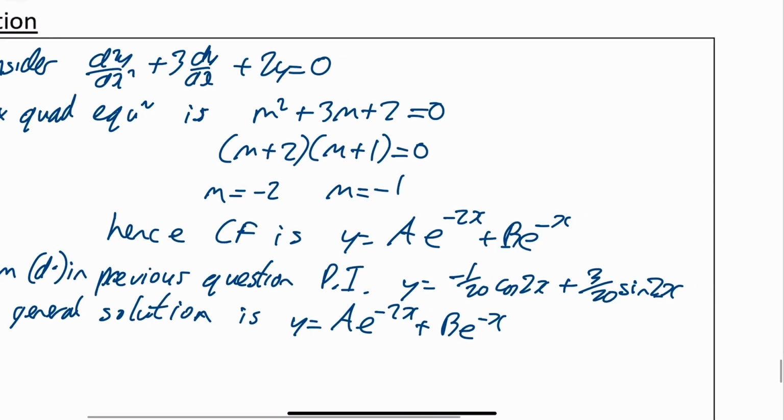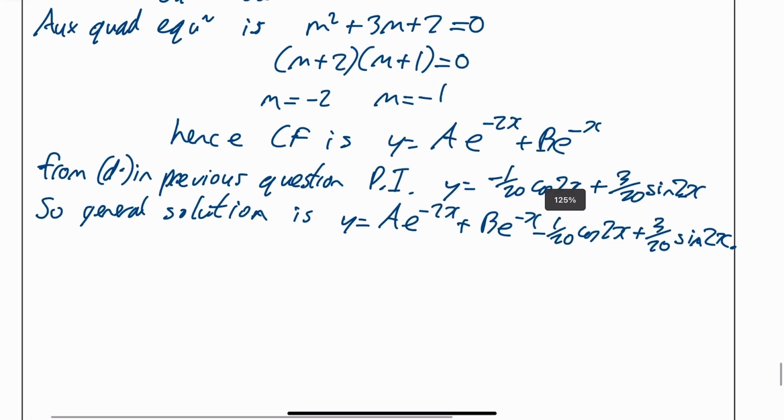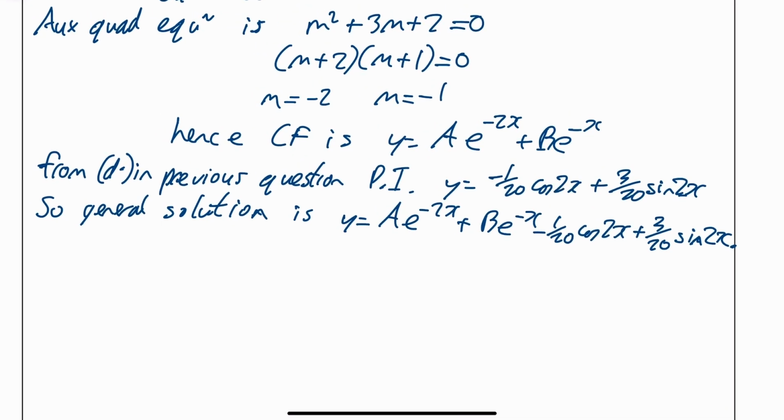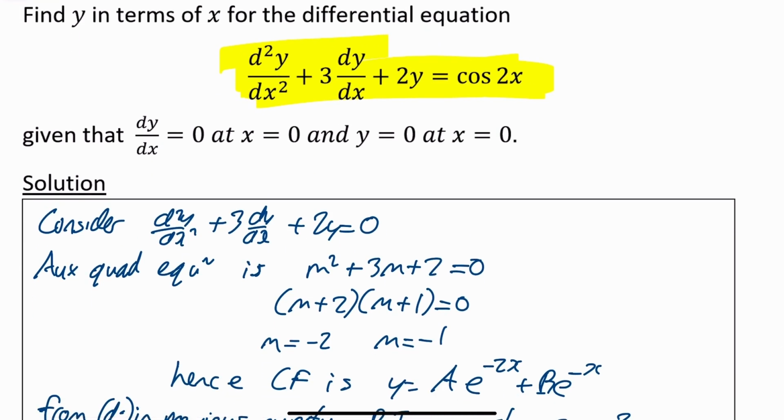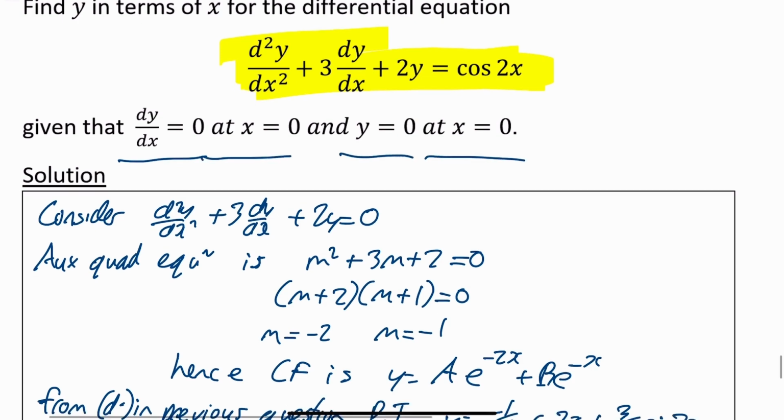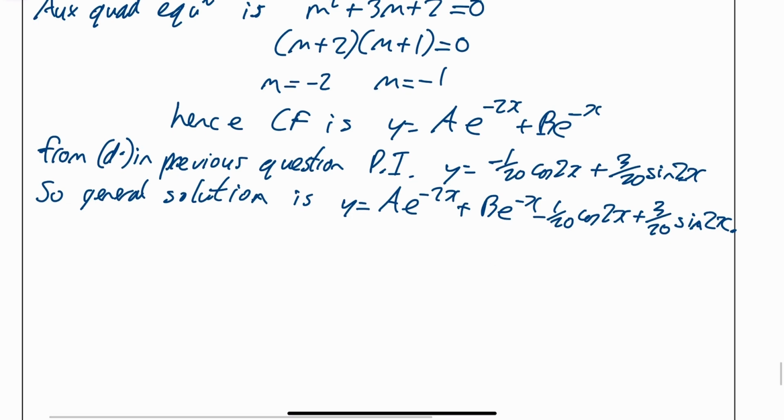Then you've got that minus 1 over 20 cos of 2x plus 3 over 20 sine of 2x. Okay? Right. This is only the general solution. We've got to solve this thing. So you've got information. You know dy by dx equals 0 at x equals 0, and y equals 0 at x equals 0. So unfortunately, we've got to try and find the values of a and b here.